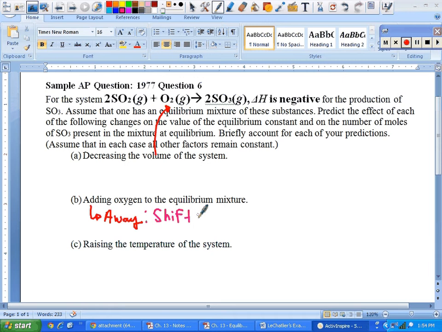Last question. Here's the kicker. K go up, go down, remain the same. Remains the same. So K is constant. And again, why is K constant? Yeah, because the temperature is not affected at all.